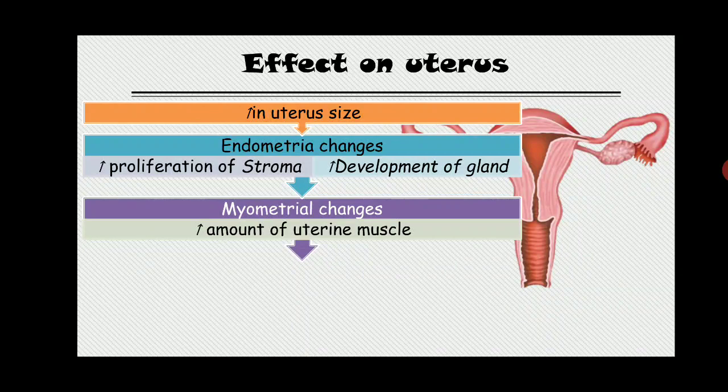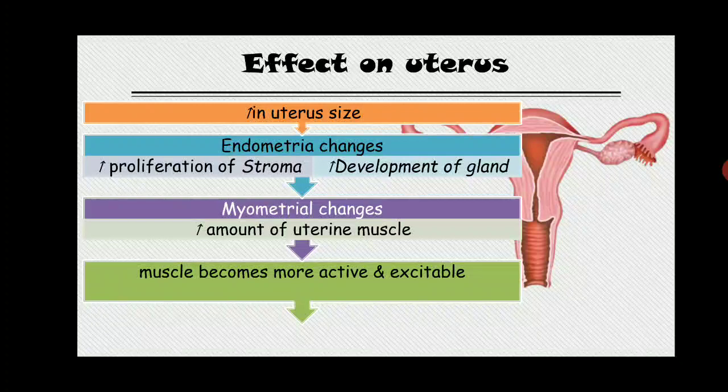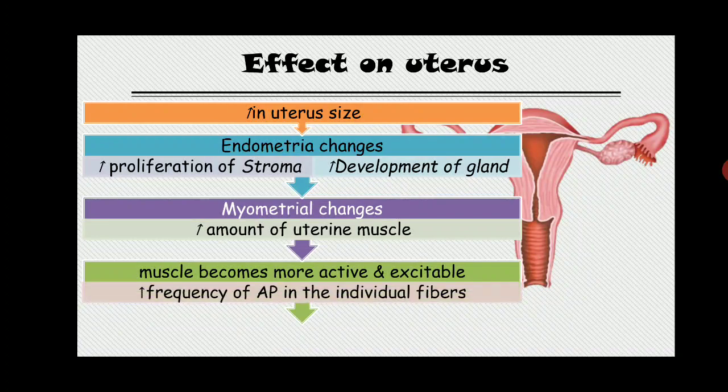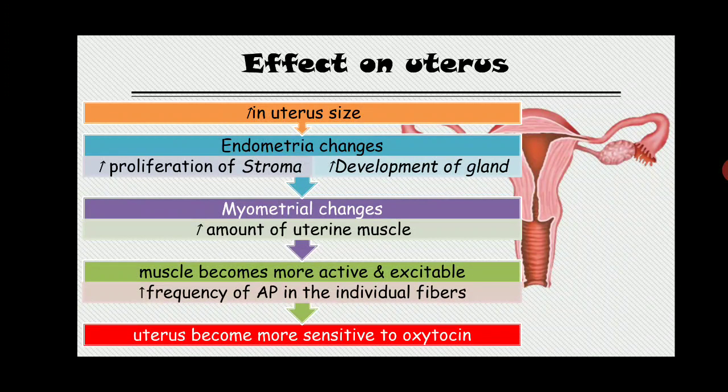It also makes the muscle more active and more excitable. In order to do that, estrogen increases the frequency of the action potential in the individual fiber, and it makes the uterus more sensitive to oxytocin. So how does estrogen cause the uterus to become more sensitive to oxytocin? It is not by increasing the amount of oxytocin secretion, rather it increases the receptors of oxytocin present over the uterine musculature.